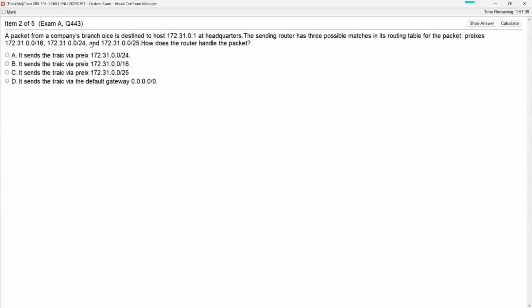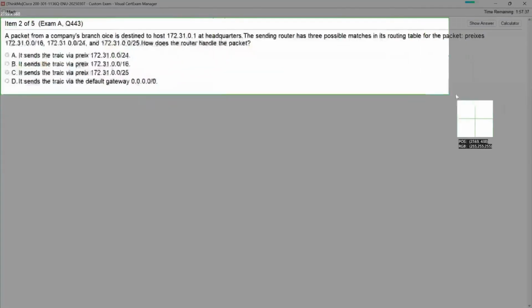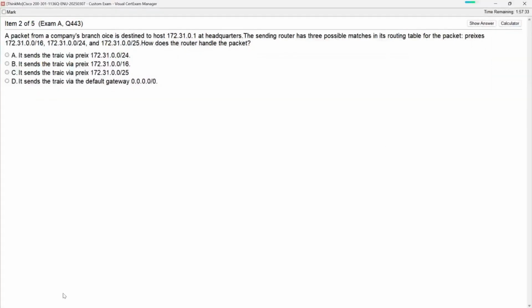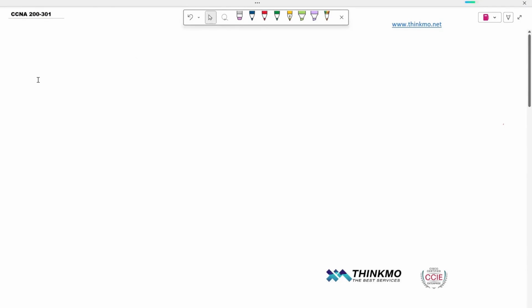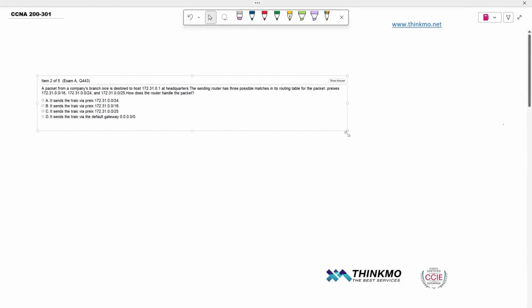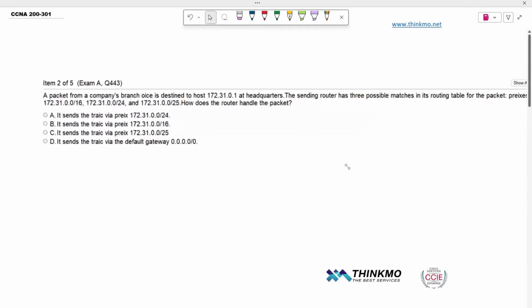All right, let's look at the second question. The second question is what I would call a real question, like a written exam question. At this point, this is the company's situation. There's a branch office, right? So a data packet from the branch office is being sent to the headquarters. It's being sent to the host at 172.31.0.1, and then you need to see which of the following routing entries it matches, right?